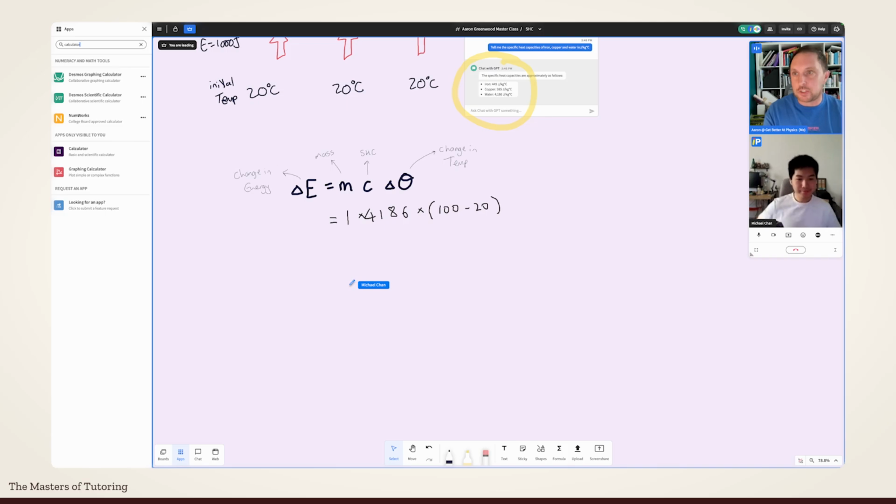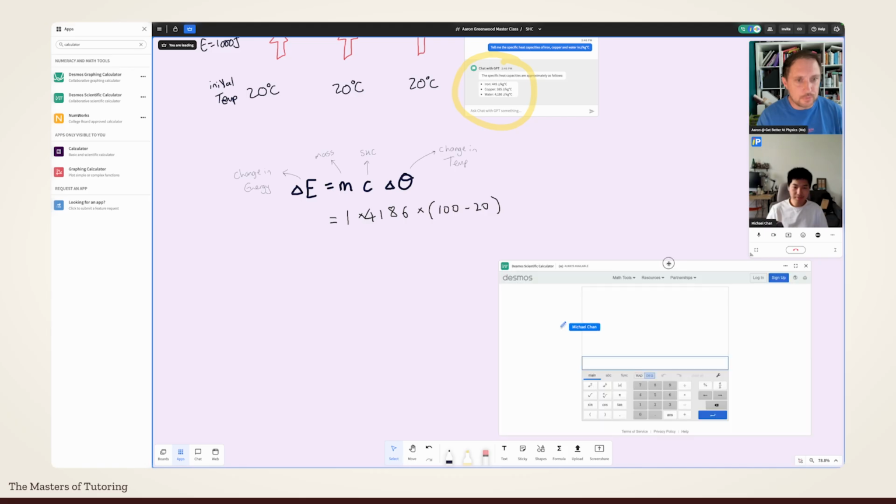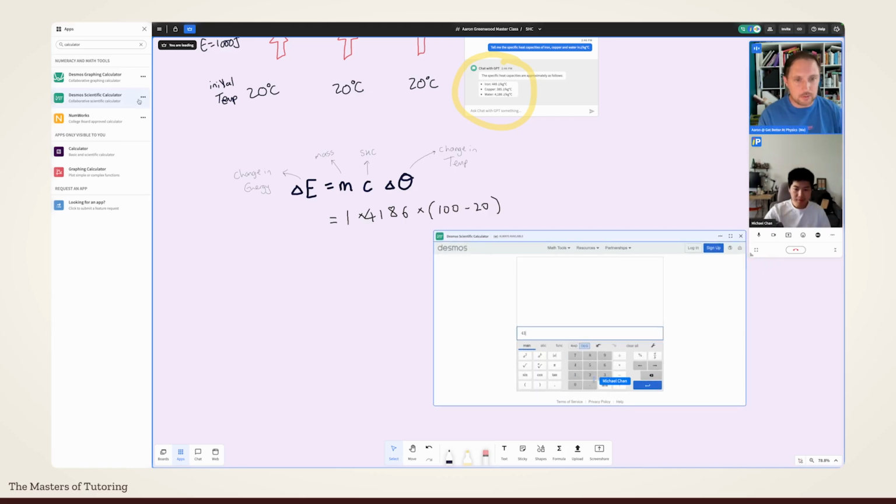Like that. Sometimes my students, they don't bring a calculator to the session. So I'm going to choose an app here, just a normal calculator. And you can see that, you can use that, put the numbers in and see what we get. There you go, 334,880 joules.